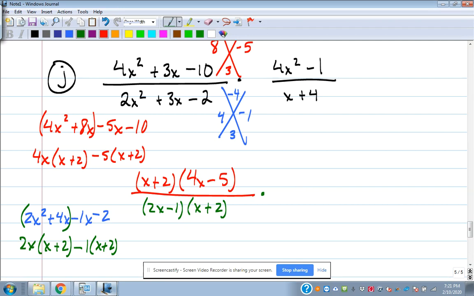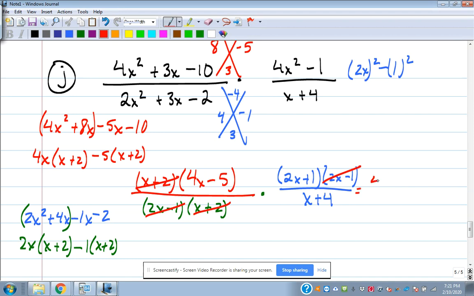The second fraction, good news is the denominator doesn't need any factoring. So I'm just going to go ahead and copy it down. But the numerator does. What is that? Yeah, it's a difference of squares. So that's (2x plus 1)(2x minus 1). Once I get everybody factored, that's when I can start canceling stuff out.